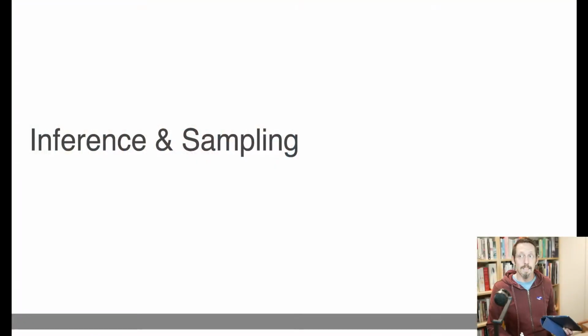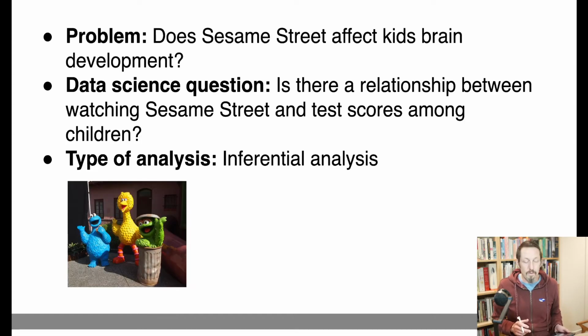All right, here we are on part B. We're going to talk a little bit about inference and sampling. The basics of inference are that we have to understand the ways in which inferential statistics work and fall down. We're going to use examples to get you through all this.